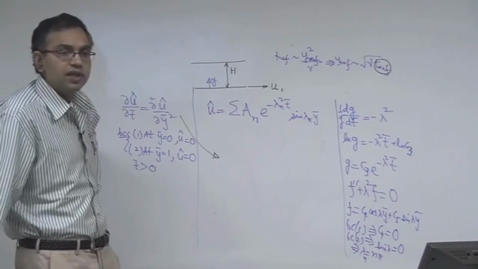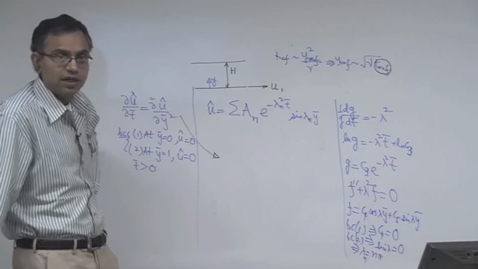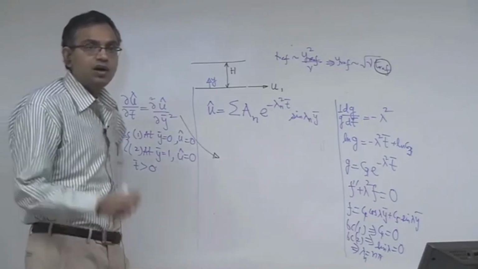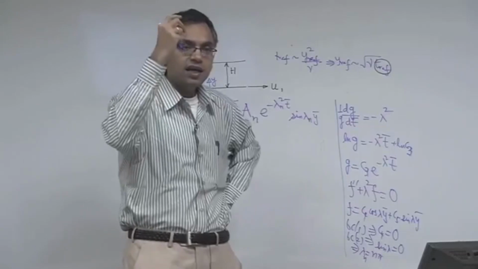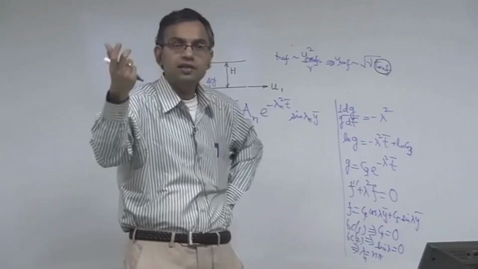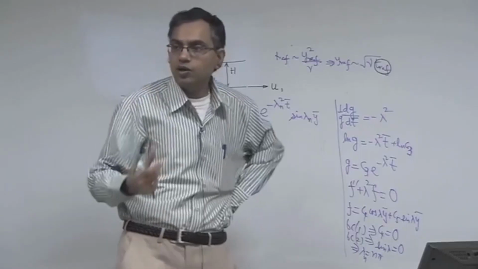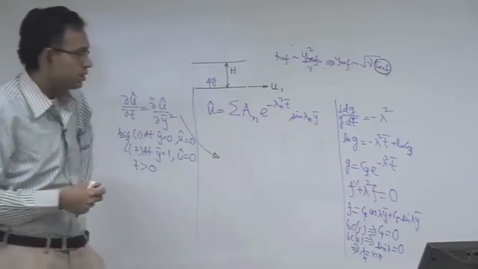For that we have to use the initial condition. We have not yet used the initial condition, right. This kind of problem is called an initial boundary value problem. That means it has an initial condition and it also has boundary conditions. So, we have used the boundary conditions, but we have not yet used the initial conditions.